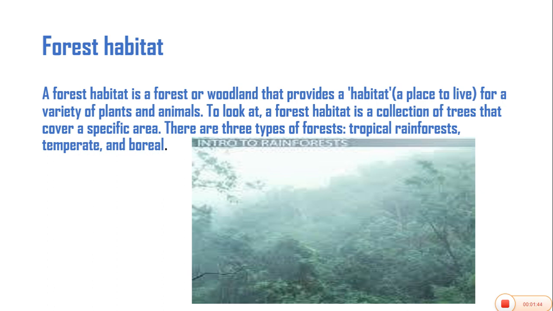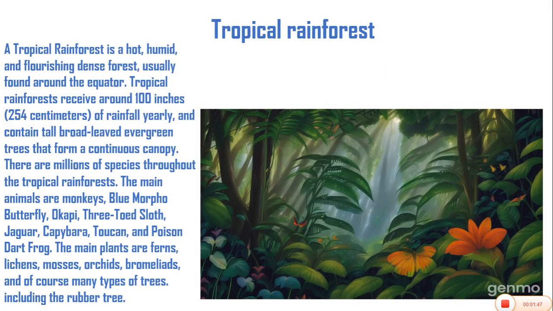Now we're going to look at the three types of forest habitats. The tropical rainforest. A tropical rainforest is a hot, humid, and flourishing, dense forest, usually found around the equator. The tropical rainforest receives around 100 inches of rainfall yearly. That is about 254 centimeters of rainfall yearly, and it contains tall, broad-leaved evergreen trees. You can see that on the screen.